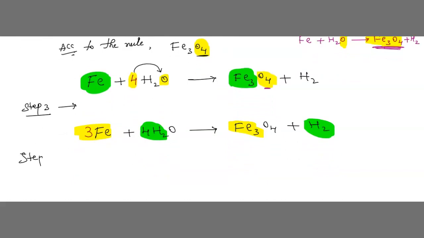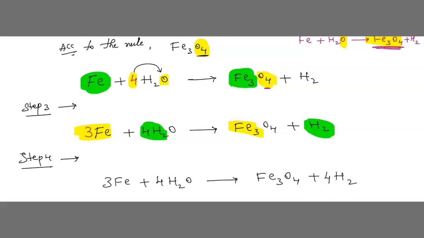That is nothing but step number 4. In step number 4, what do we do? 3Fe plus 4H2O, which gives Fe3O4 plus H2, right? Above equation. Now what will I do? I will put here 4. What have I done, children? I have put here 4. 4 2s are 8H. Correct? Are you getting it, children? That is nothing but our step number 4.